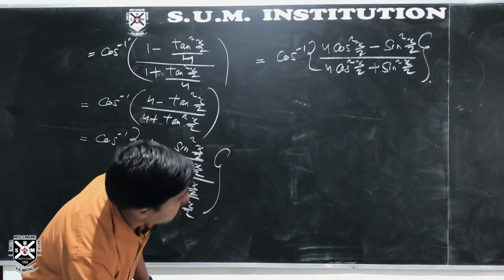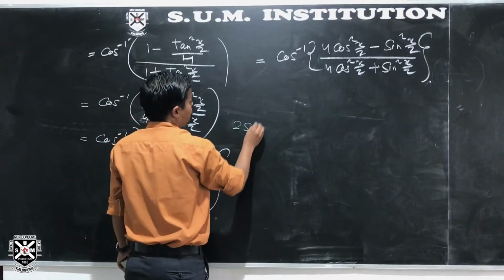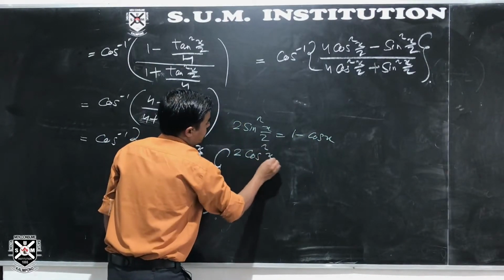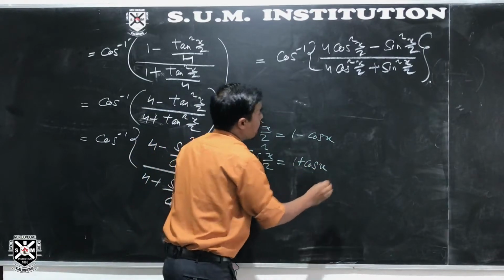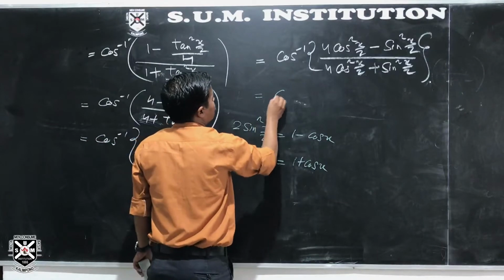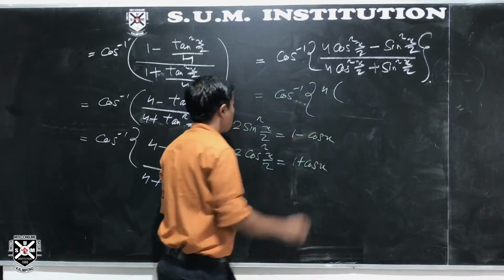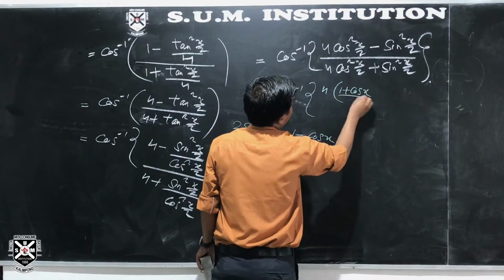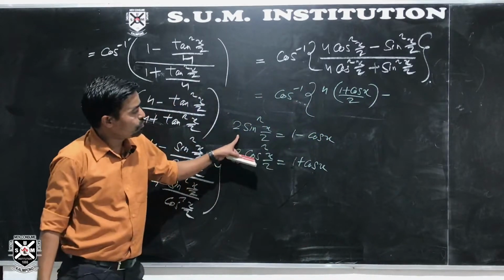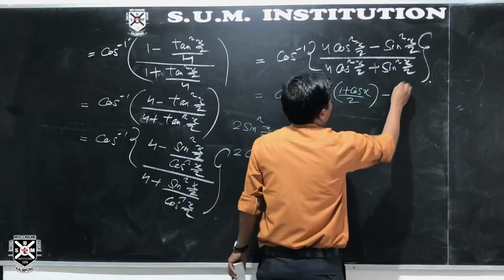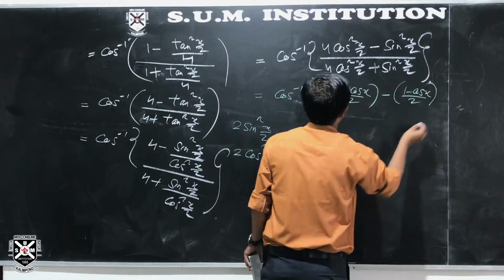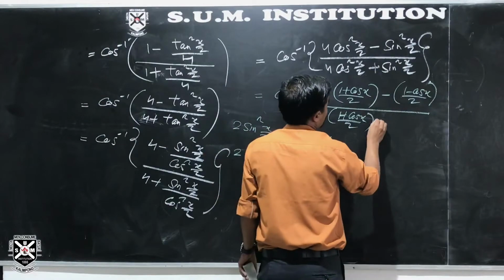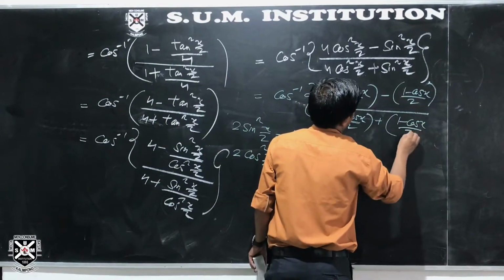Now in the relation of sub multiple angles, 2 sine square x by 2 is 1 minus cos x and 2 cos square x by 2 is equal to 1 plus cos x. So I am using this relation. So it will be cos inverse, 4 cos square x by 2 will be (1 plus cos x) divided by 2, sine square x by 2 will be (1 minus cos x) divided by 2, in the denominator 4 (1 plus cos x) divided by 2 plus (1 minus cos x) divided by 2.